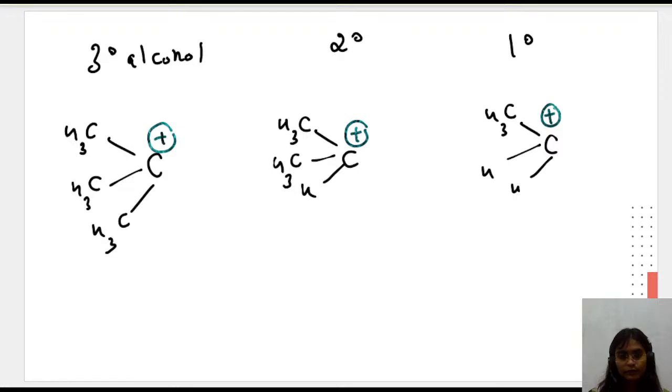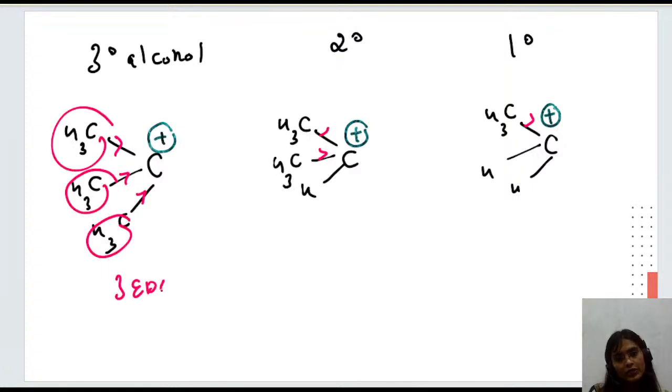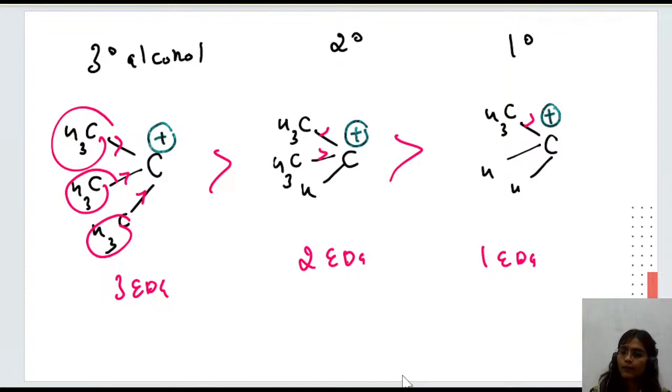Okay, Darshana. Okay, Dashika. So in this case, if you're observing the tertiary one, look at this. That is 1, 2, and 3 CH3 groups. And in this case, 2 CH3 groups. And in this case, only 1. So in this case, you are having 3 electron donating groups. And in this case, 2 electron donating groups. And in this case, only 1 electron donating group. So definitely this is more stable over the secondary or the primary. Okay, Dashika. So I hope it is clear now.